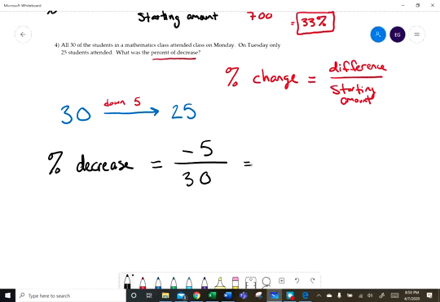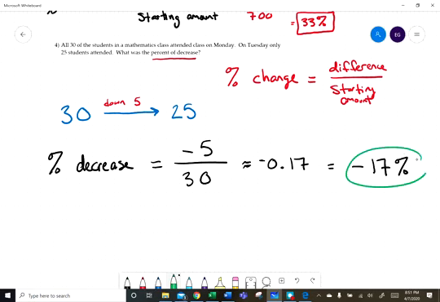And if you pop that into a calculator, negative 5 divided by 30, you'll get about negative 0.17, which is negative 17%. So we could say the percent decrease was negative 17%. Another way we could say this is down by 17%. Either way, both ways make sense.